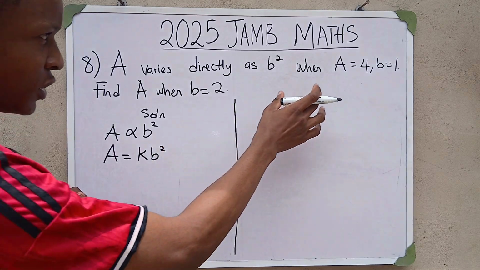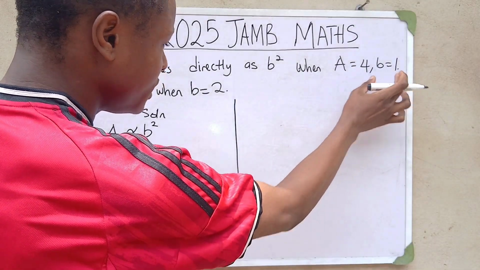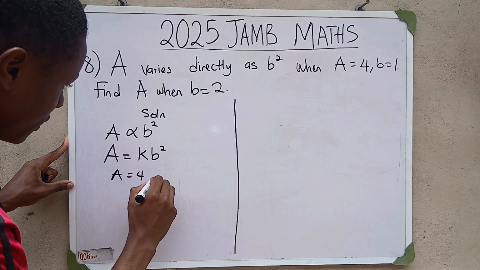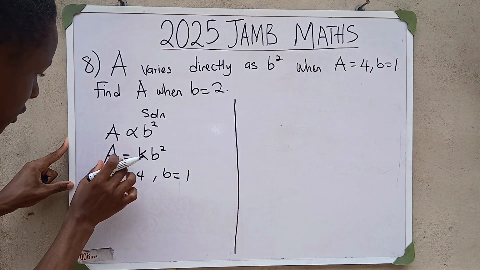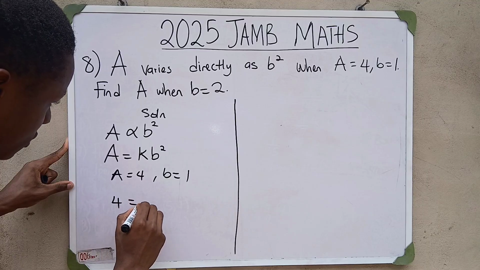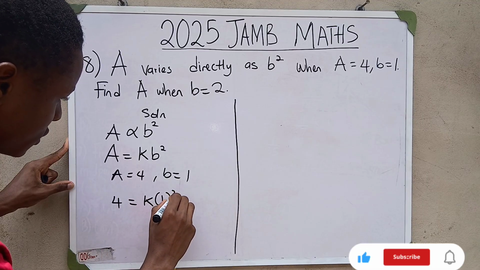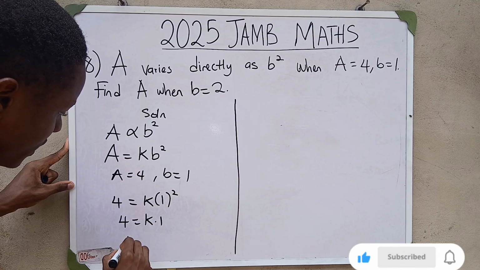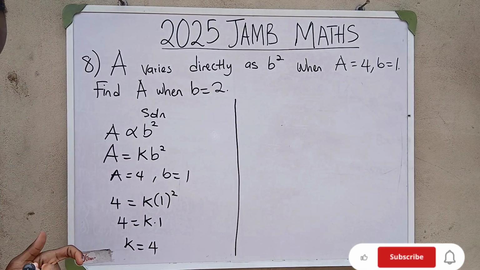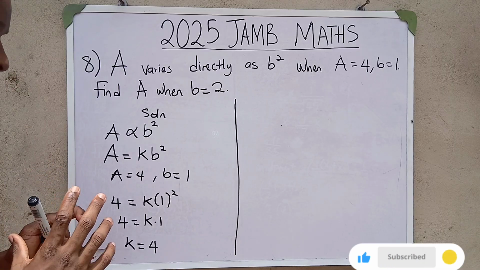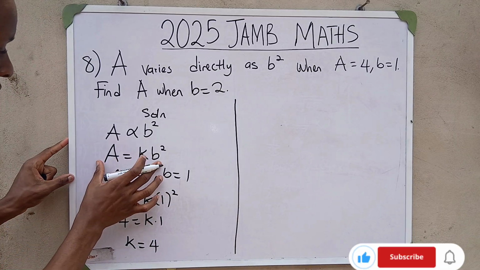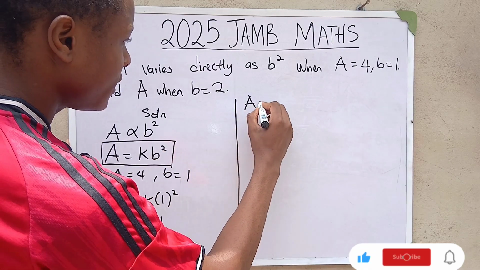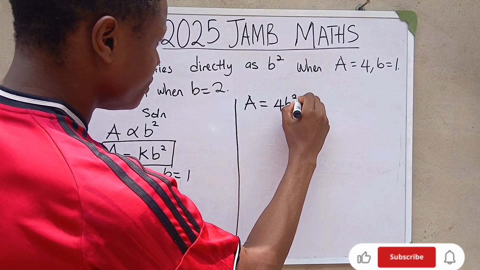So it says when A is 4, B is 1. So A is equal to 4 and B is equal to 1. We are going to put it here. So we have 4 is equal to K times 1 squared. So 4 is equal to K times 1. That means K is equal to 4. Now we have been able to find the value of K. So we are going to put it here. So we have A is equal to 4B squared.